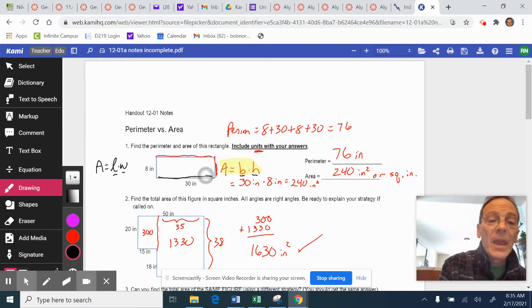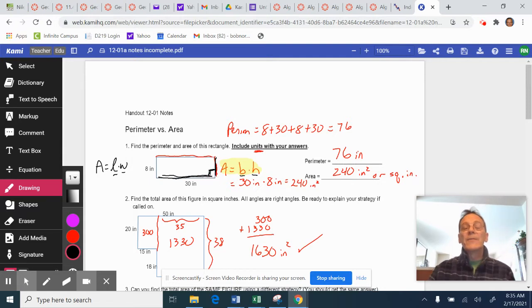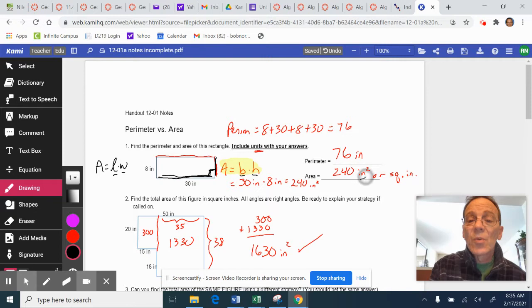Base and height must be at right angles to each other. That's what we mean by base and height. If you use length and width, you get the same answer. More importantly to this problem is the units. The units are square inches.